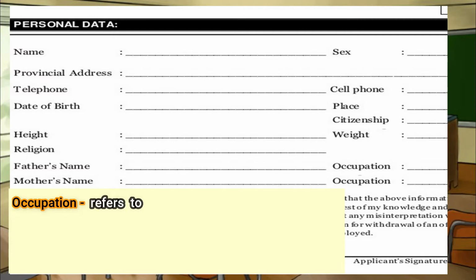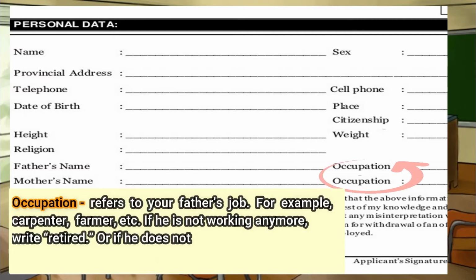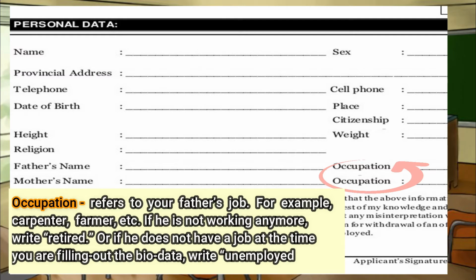Okay, next, occupation. It refers to your father's job. For example, carpenter, farmer, and etc. If he is not working anymore, write retired. Or if he does not have a job at the time you are filling out the biodata, write unemployed.